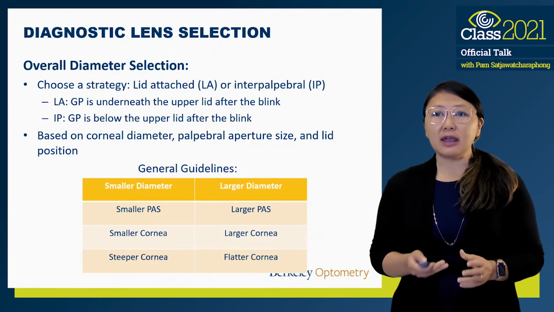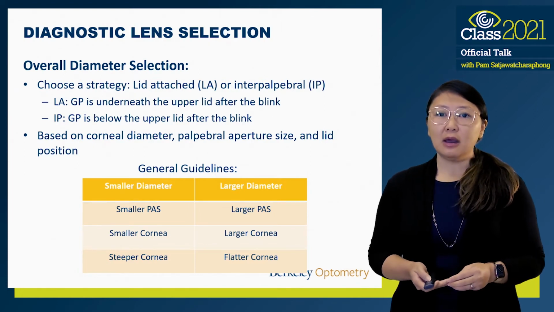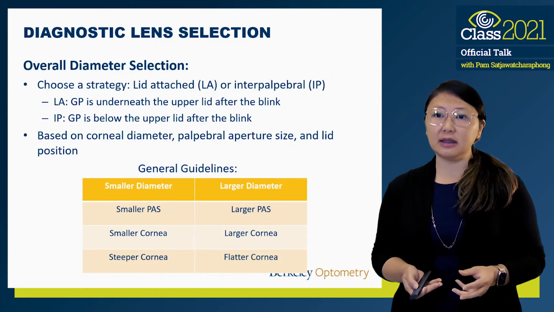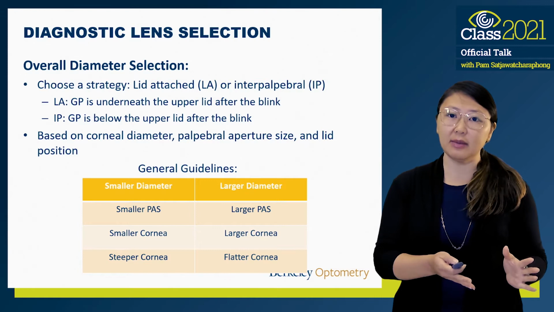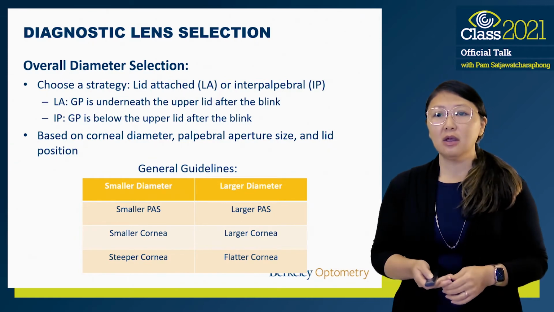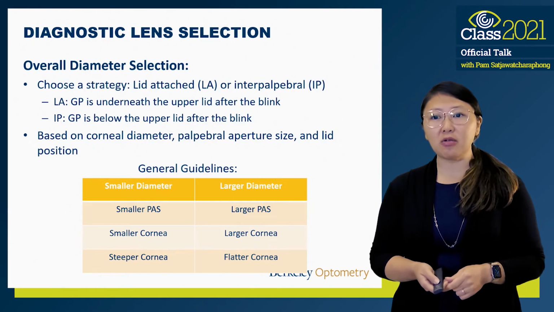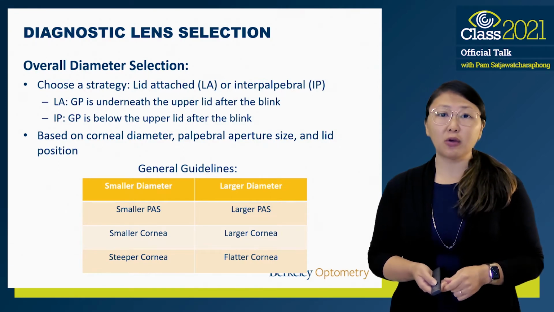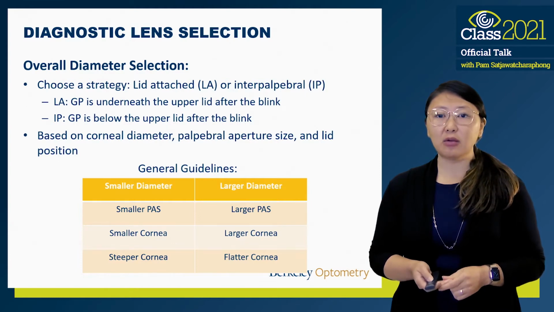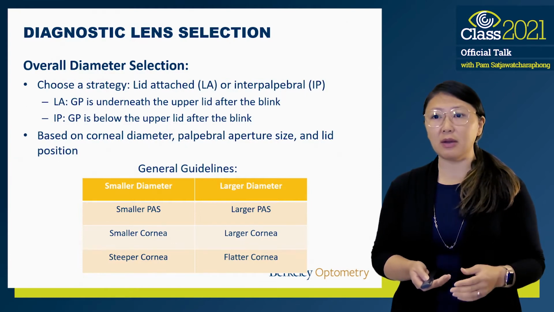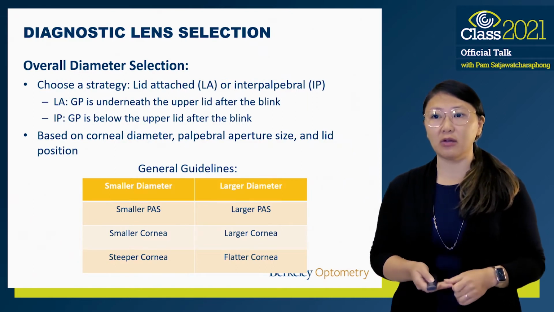Based on the corneal diameter, palpebral aperture size, and lid position, then we can make a selection. On the table below are some general guidelines of what you can use to select if you're going to opt for a smaller diameter GP or a larger one. So I think these are pretty intuitive. If the patient has a small palpebral aperture size and a small cornea, or if their cornea is also steeper, you may opt for a smaller diameter. And the reverse is true for a larger. If you have a larger palpebral aperture size, larger cornea, and flatter cornea, you may go for the larger diameter.